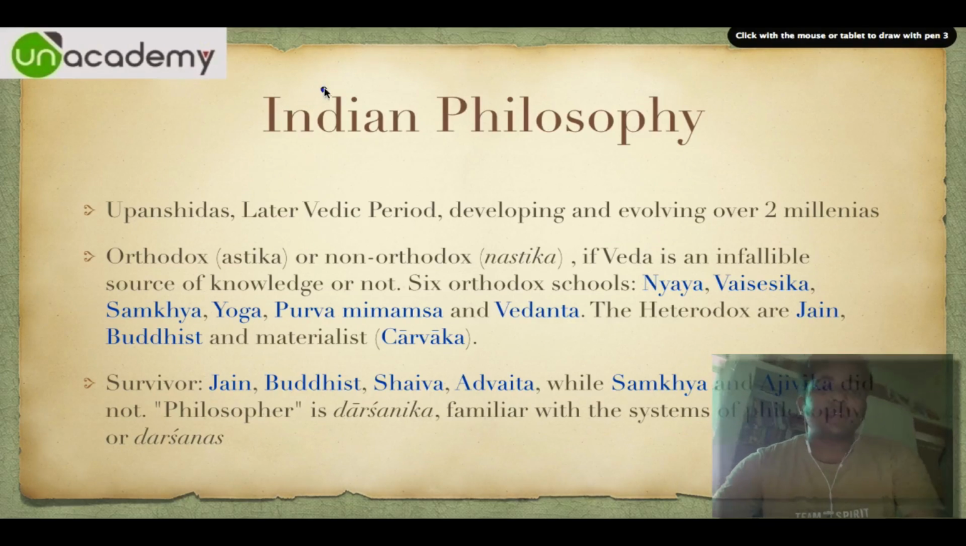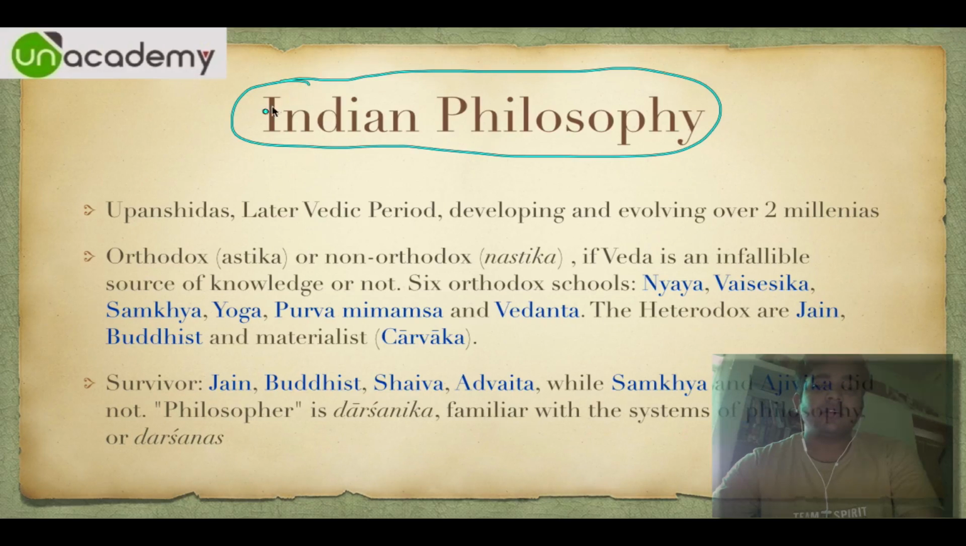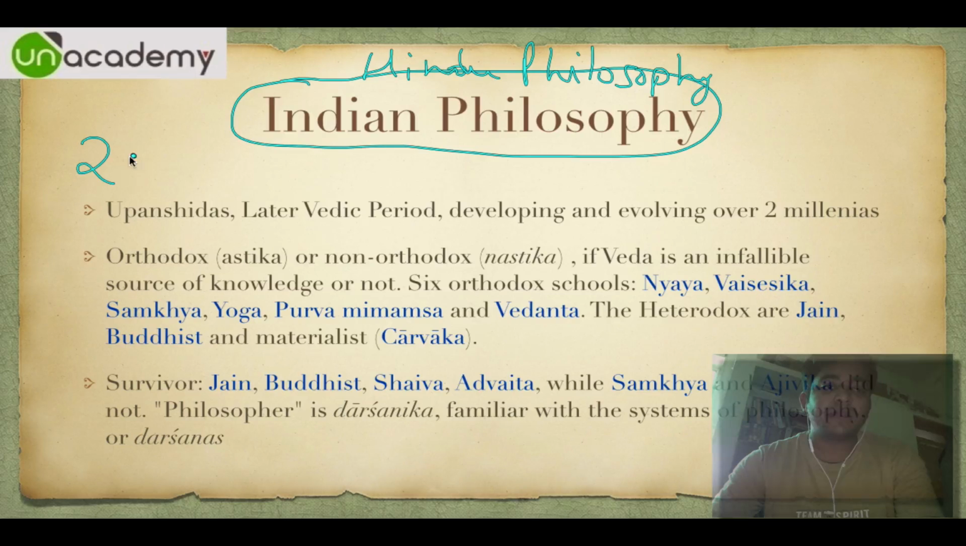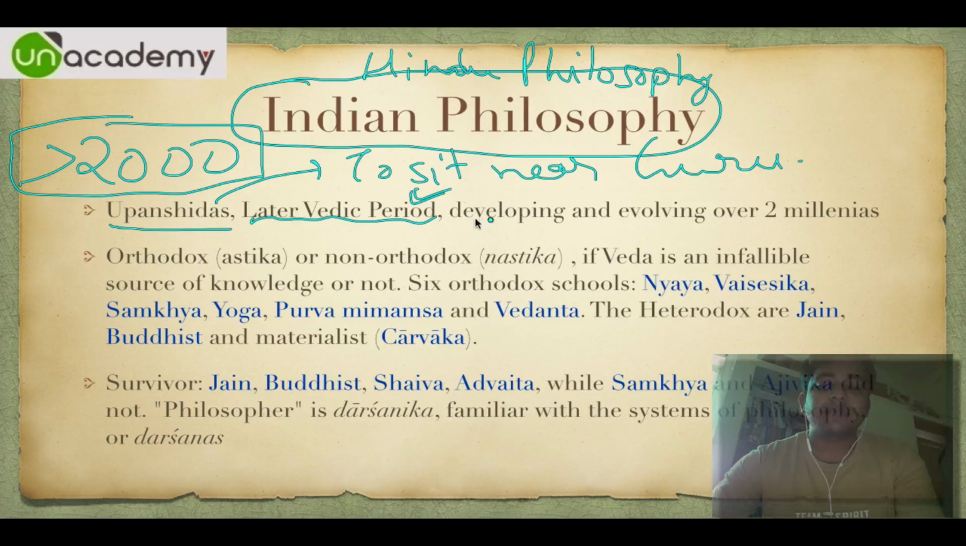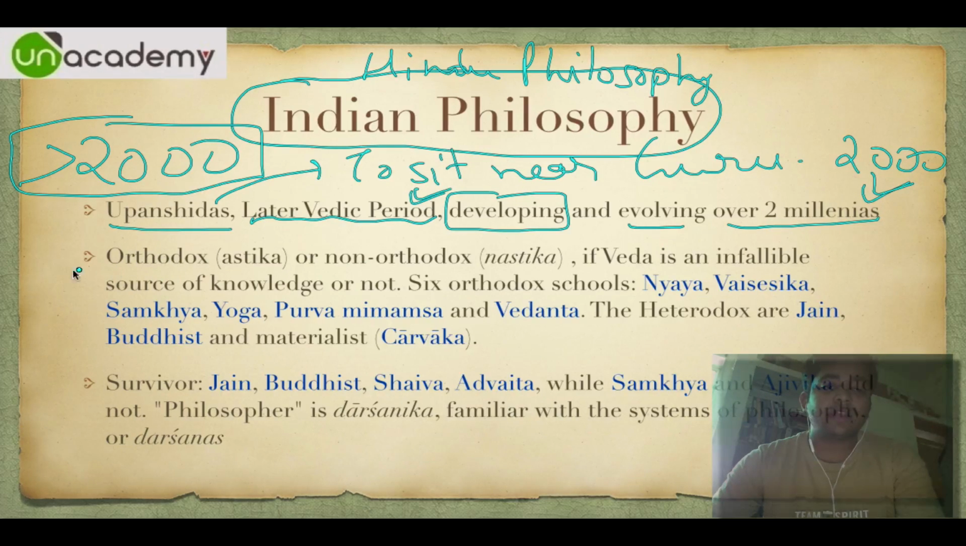So we start with Indian philosophy, also called Hindu philosophy, whatever word you might encounter in your examination. Its major sources have been developing for more than 2000 years now. The major sources are the Upanishads. Upanishad literally means to sit near, that is, to sit near the Guru and gain knowledge. They were also developed in the later Vedic period, and have been evolving for the past 2 millennia, that is, 2000 years.